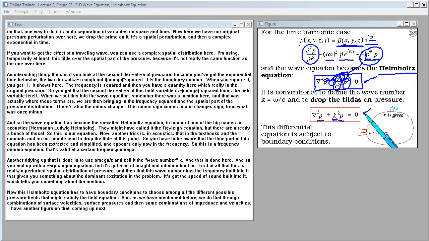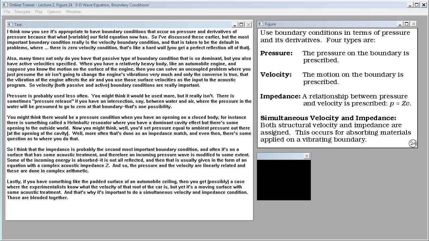Now, this Helmholtz equation has to have boundary conditions to choose among all the different possible pressure fields that might satisfy the field equation. And as we've mentioned before, you do that through combinations of giving surface velocities, surface pressures, and then some combinations of impedance and velocities. I have another figure on that coming up next. I think now you see it's appropriate to have boundary conditions that occur on pressure and derivatives of pressure, because that's what our field equation now has.